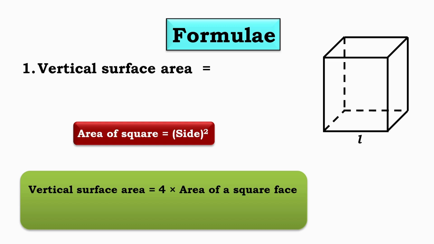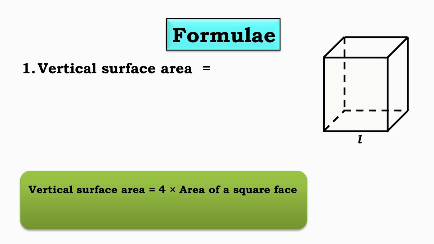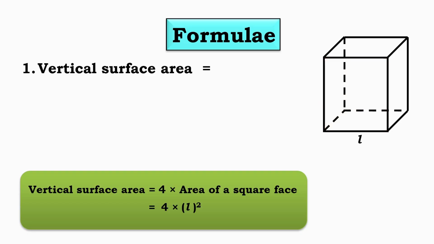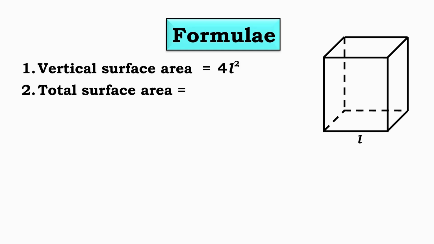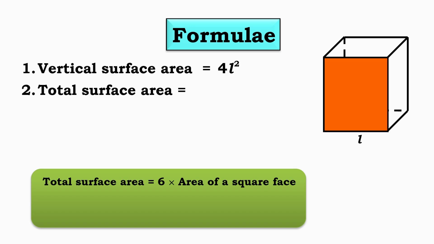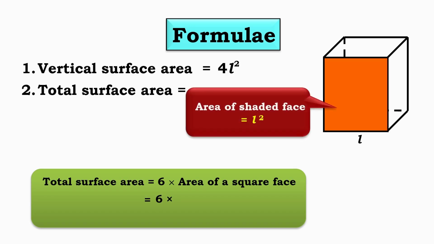The area of a square, we know, is side square. So the vertical surface area is 4 into L square, since we have considered that L is the side of the square, right? So 4L square is the vertical surface area. Now what will be the total surface area? The total surface area covers all 6 faces. So it is 6 into the area of a square face, that is 6 into L square.